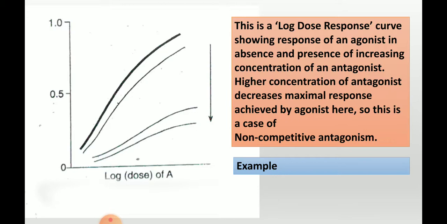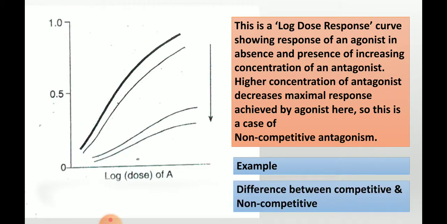So this is a log dose response curve showing the response of an agonist in the absence and presence of increasing concentrations of an antagonist. A higher concentration of antagonist decreases the maximal response achieved by the agonist here. So this is a case of non-competitive antagonism, and there will be no right-sided parallel shifting of the curve.